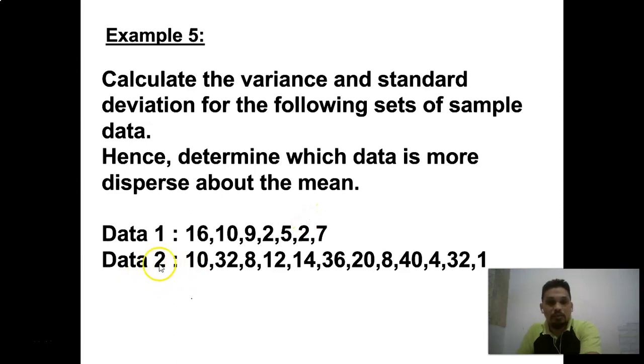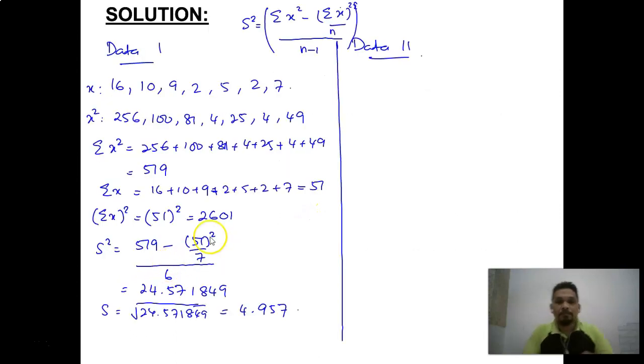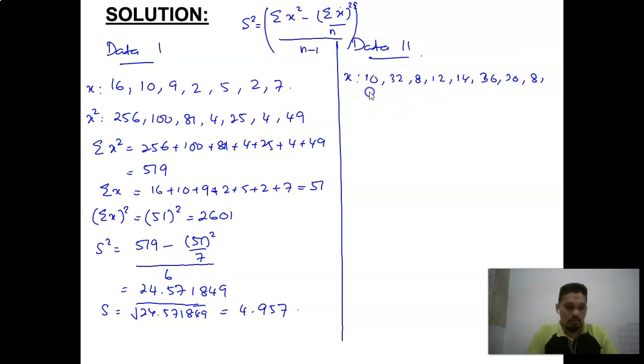Okay, now for data 2, where x is 10, 32, 8, 12, 14, 36, 20, 8, 40, 4, 32, and 1.